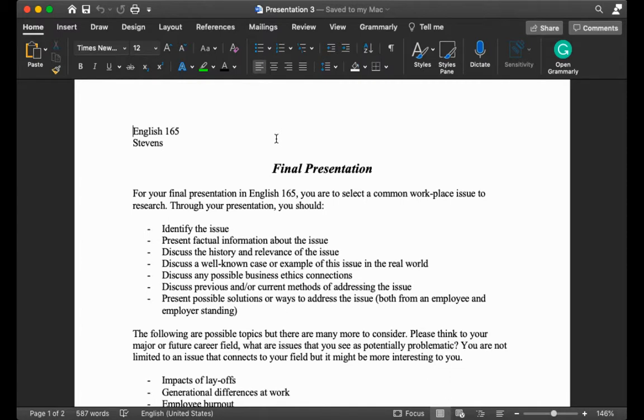The next thing you'll need to do in your presentation is discuss a well-known case or example of this issue in the real world. So if I was researching maybe hiring veterans, which is something that companies are encouraged to do, of course, maybe I would want to highlight a discrimination case or a discrimination lawsuit connected to that topic. But you need to show us the real world implication or show us a real world example of this issue so that we can kind of see not only the history and the relevance of it, but that it does exist in the real world.